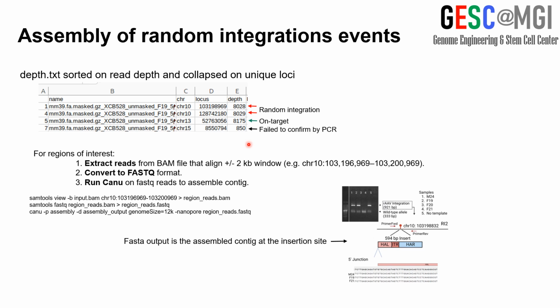In order to assess the configuration of these random integration events, you can extract these regions from the BAM files and use some window, 2 KB window on either side, for example, convert those extracted reads to FASTQ and run CANU on them. And using this output, you're able to very easily assemble what the configuration is at each one of the off-target sites, and then follow up with some confirmation like Sanger sequencing, just to verify that this isn't an artifact. And in our experience, they're not typically artifacts when you have very high read depth, especially if it's similar read depth to the on-target site.